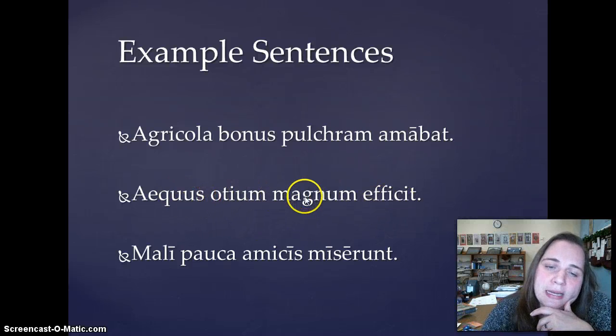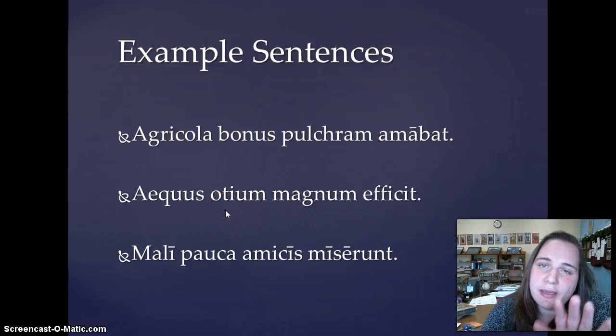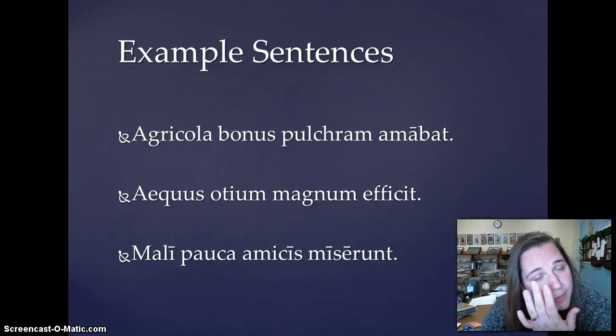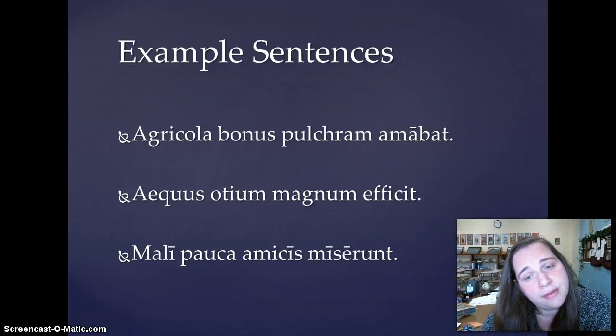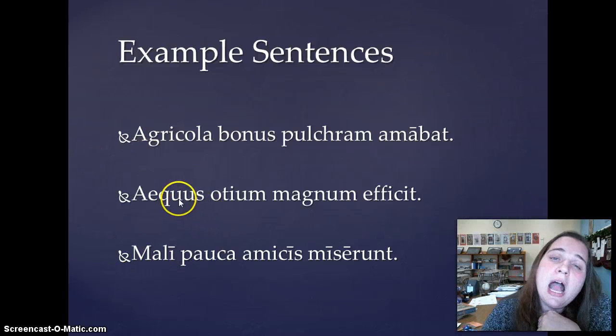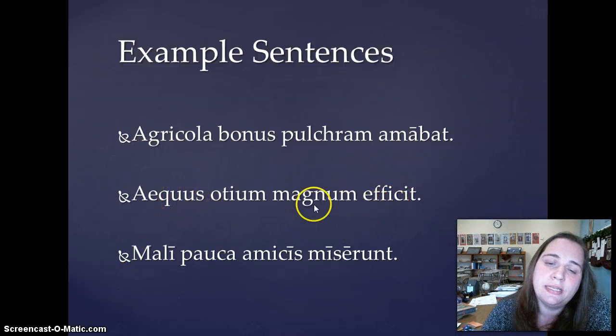Okay? Aequus otium magnum efficit. Aequus and magnum are our two adjectives. So why don't you think about this for a second and tell me which of these adjectives is the substantive adjective, or maybe both are, but why don't you take a minute and think? Magnum is describing otium, so that's not substantive. That's going to be great leisure, right? But is aequus describing anything in the sentence? It is not. Now, since it is masculine and singular and the subject because it's nominative, we're going to translate this aequus. A calm man produces great leisure or great peace, right?